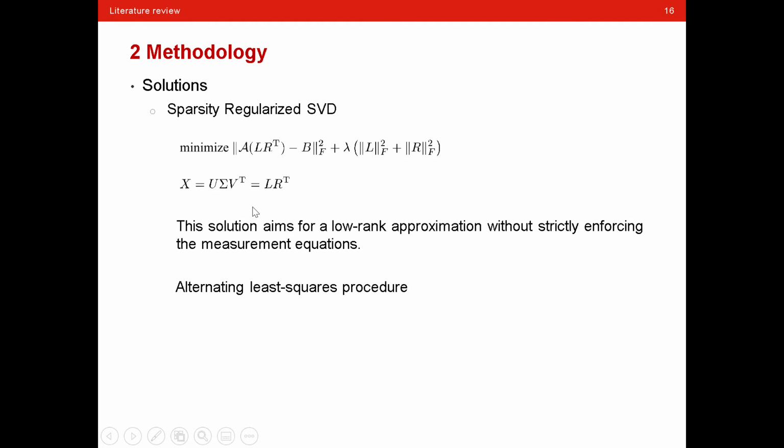perfectly. And they use an alternating least squares method to solve this optimization problem. This method means that if we want to optimize L, we fix R and do some gradient descent on L, and later we fix L and do some gradient descent on R, iteratively repeating this procedure.